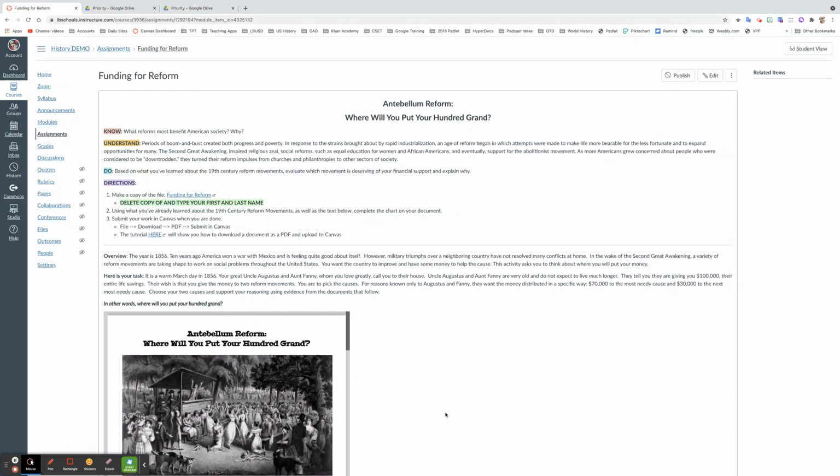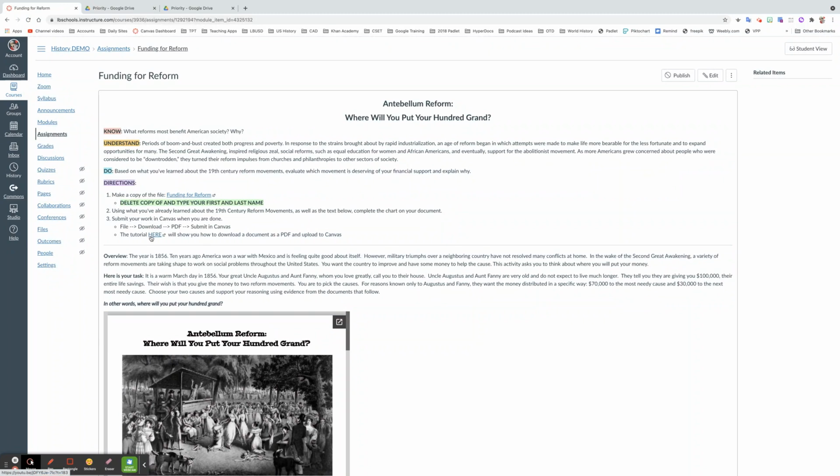So, let's look at the directions first, and then we'll go through the rest of this activity. Number one, you're going to make a copy of the file Funding for Reform, and we'll do that in a moment, making sure that we delete the words copy of and type your first and last name. Using what you've already learned about the 19th century reform movements, as well as the text below, complete the chart on your document. Submit your work in Canvas when you are done by going to File, Download PDF, and submit that PDF in Canvas. There's a tutorial here to show you how to do that if you are not sure.